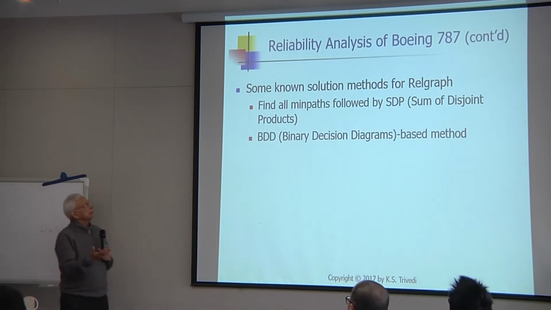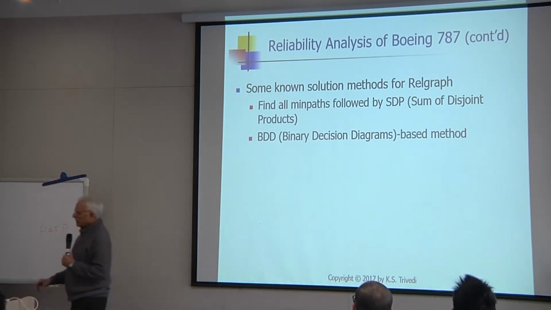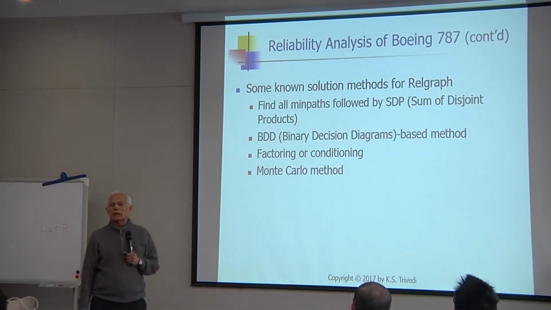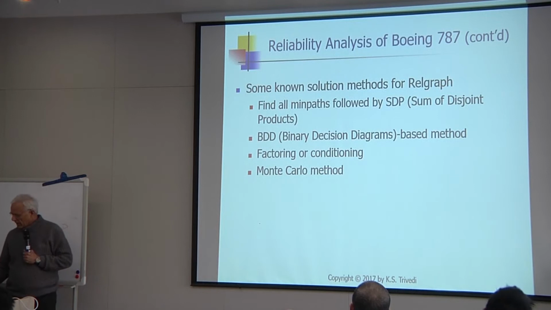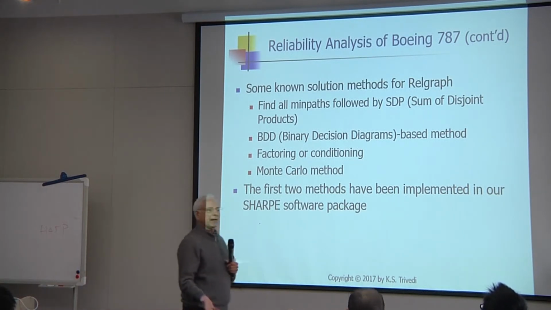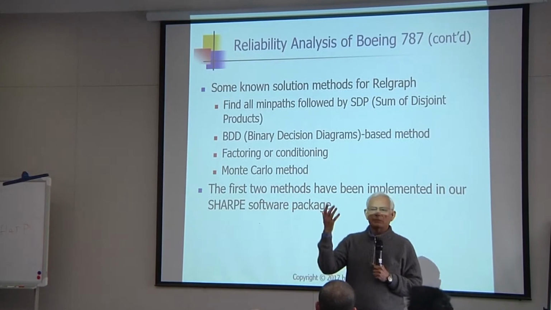Or there are other methods called BDD, which you may or may not be aware of. It doesn't matter. And yet other methods are based on factoring or conditioning. And the fourth method is the Monte Carlo method. So this is the exhaustive list of methods people use. And the first two have been implemented in SHARPE. So that's why these students of mine who are at Boeing said they're going to use it to solve this problem. I said, it makes me very happy.